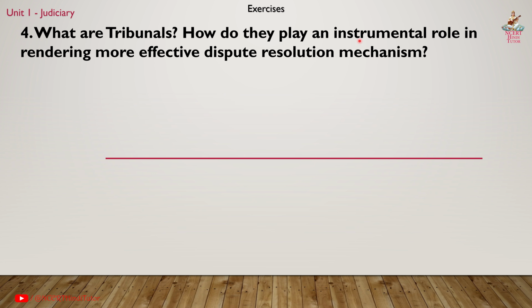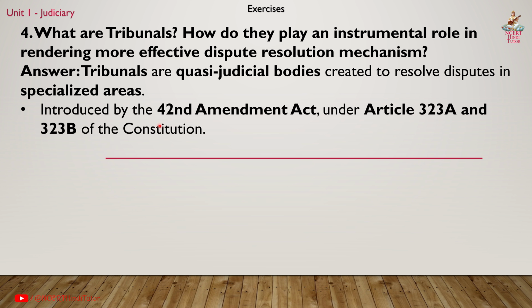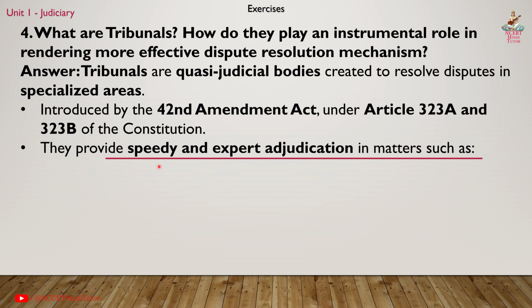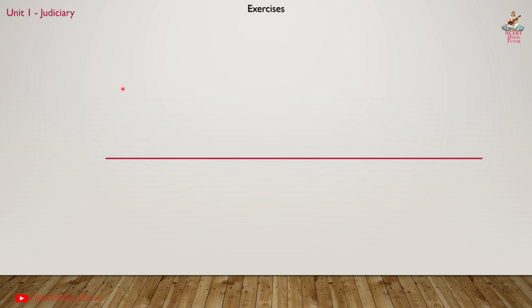Question 4. What are tribunals? How do they play an instrumental role in rendering more effective dispute resolution mechanism? Answer. Tribunals are quasi-judicial bodies created to resolve disputes in specialized areas. Introduced by the 42nd Amendment Act under Article 323A and 323B of the Constitution, they provide speedy and expert adjudication in matters such as administrative disputes, taxation, environmental issues.